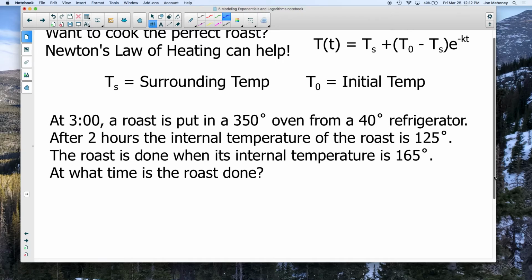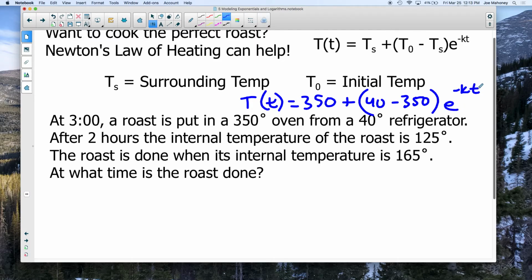All right, so I'm going to make some substitutions in this equation. We know our surrounding temperature is the temperature of the oven, so that's going to be 350 degrees. So maybe our function is going to be 350 plus, and this thing in parentheses is the difference between the initial temperature and the surrounding temperature. So it's going to be 40 minus 350 times e to the negative kt. And k is going to be this constant that we need to find first.